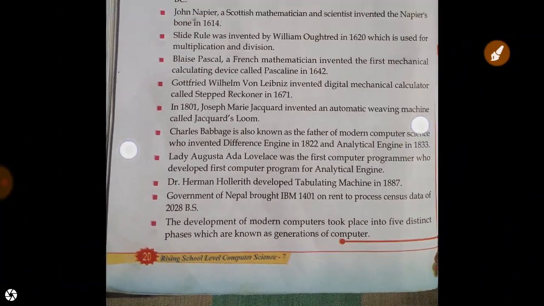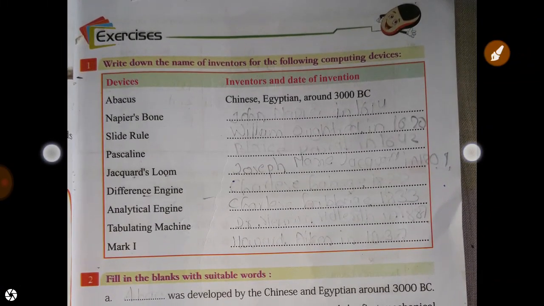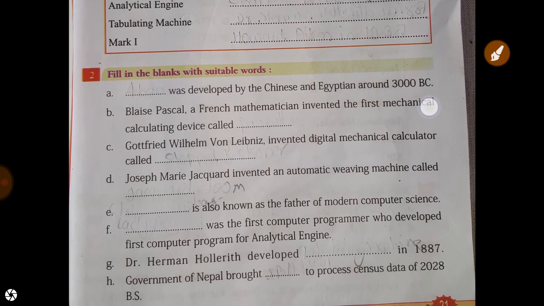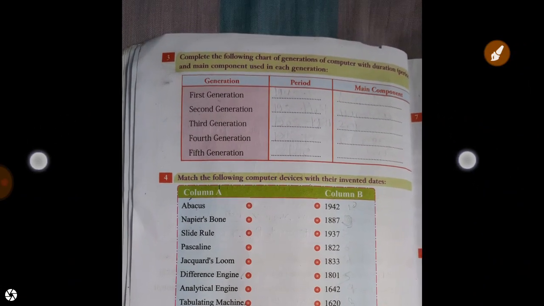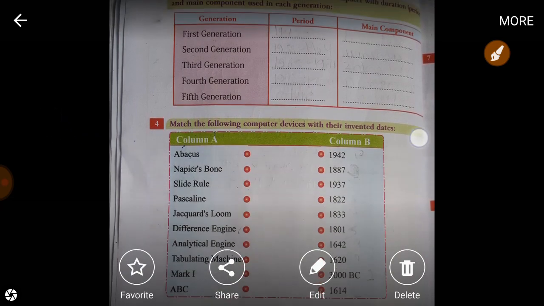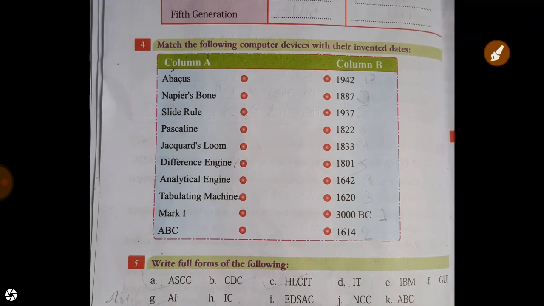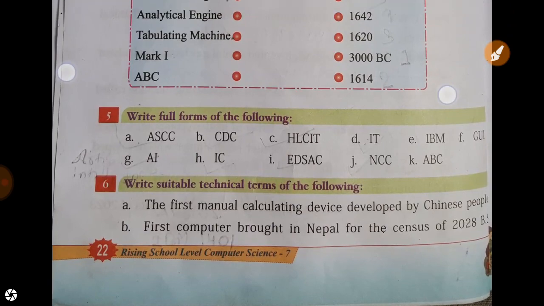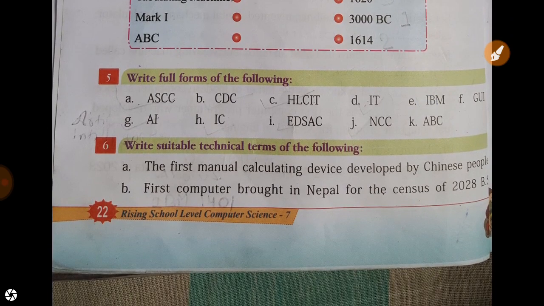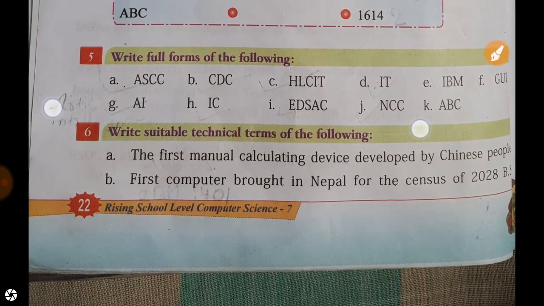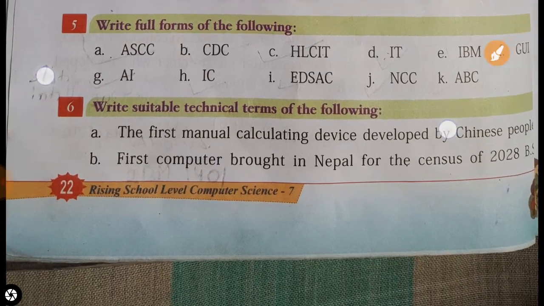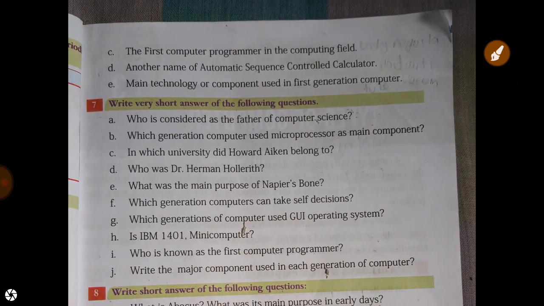Read this very carefully. Now here are some exercises given. You can do the exercise, fill in the blanks, and we have some questions. You have to complete the table, match the following, write the full forms. You can find the full forms in the book, and technical terms are given, single words. And here are some questions.